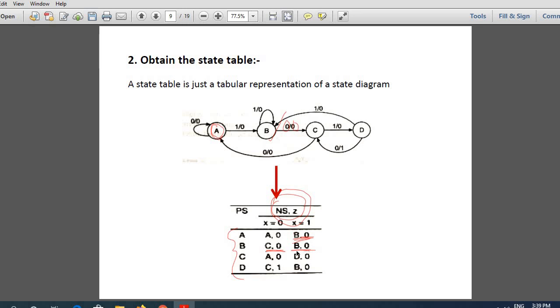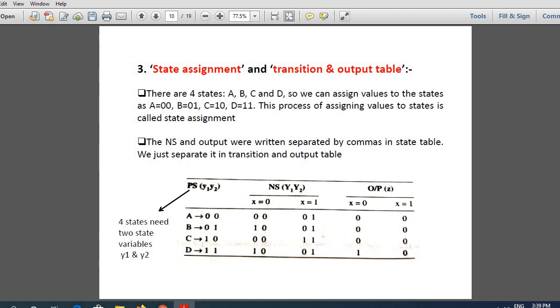So this is how you can write the state table. Now, state assignment and the transition and output table. State assignment means here you have 4 states. If you just choose A is 0, B is 1, then what will be C and D? You can't do it that way, right? You have 4 states, so you need at least 2 state variables.